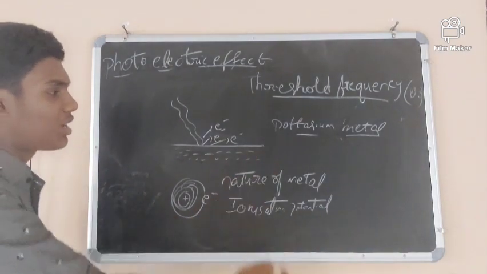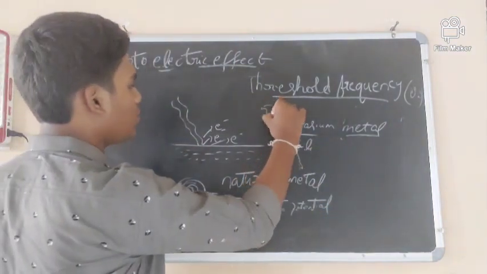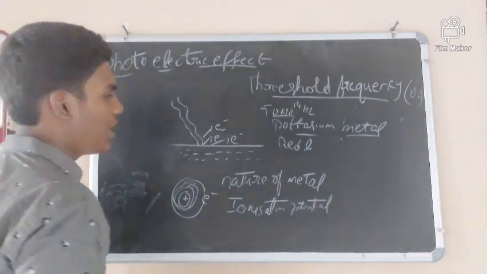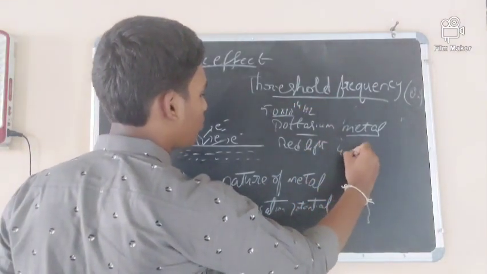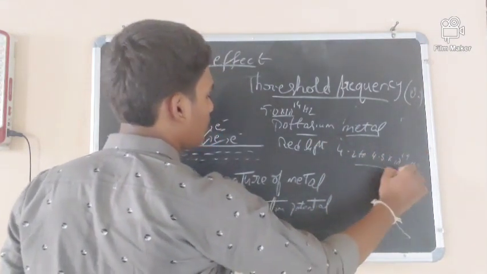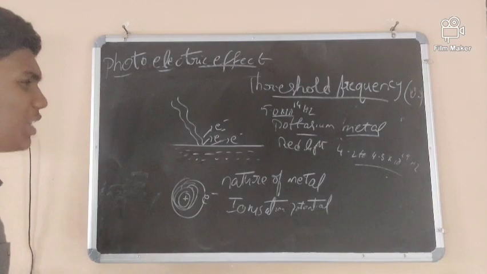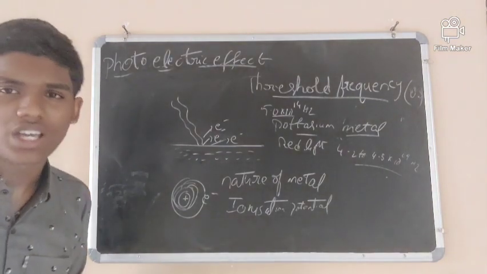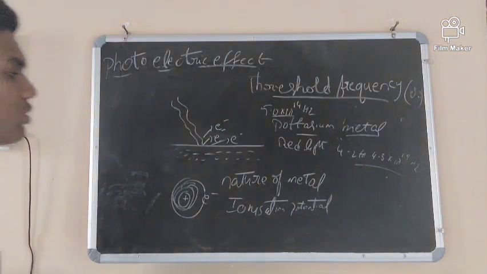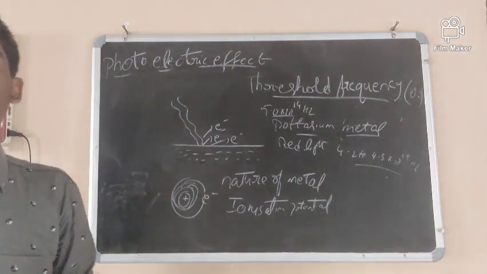For example, for potassium metal, the threshold frequency is 5.0 × 10^14 Hz. Red light has a frequency between 4.2 and 4.3 × 10^14 Hz. Red light with this frequency is not sufficient because potassium metal needs a minimum frequency of 5 × 10^14 Hz. So, when red light is incident on potassium metal, the electrons cannot be ejected out.